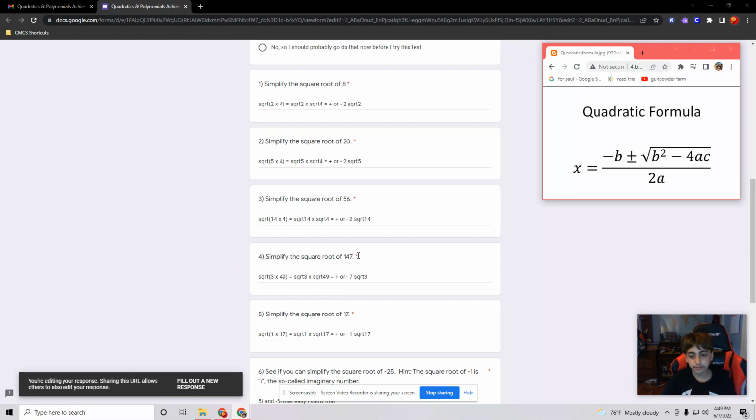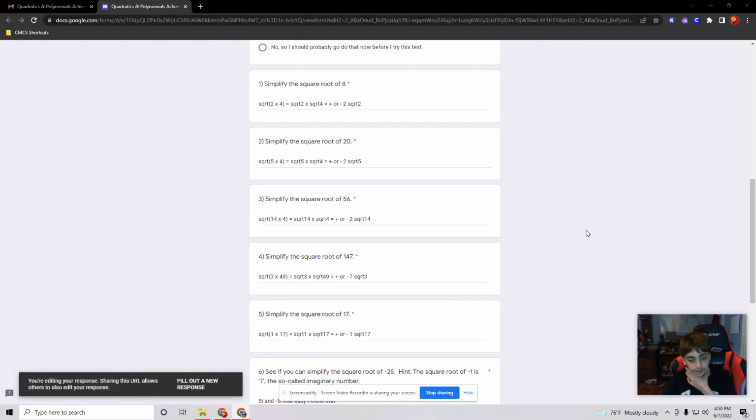So for multiples of 147, I actually used 3 times 49. So square root of 3 times 49 equals the square root of 3 times the square root of 49, and that equals plus or minus 7 square root of 3. Square root of 3 is irrational, but 7 is rational, of course. It's just 7. So that's the answer to that one.